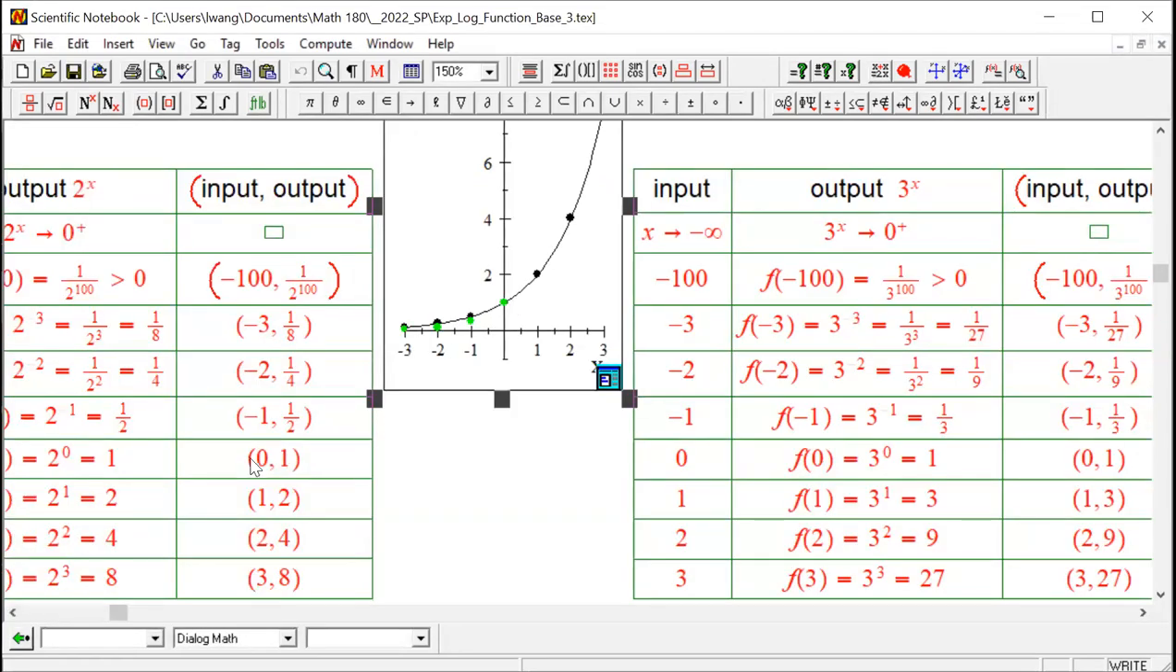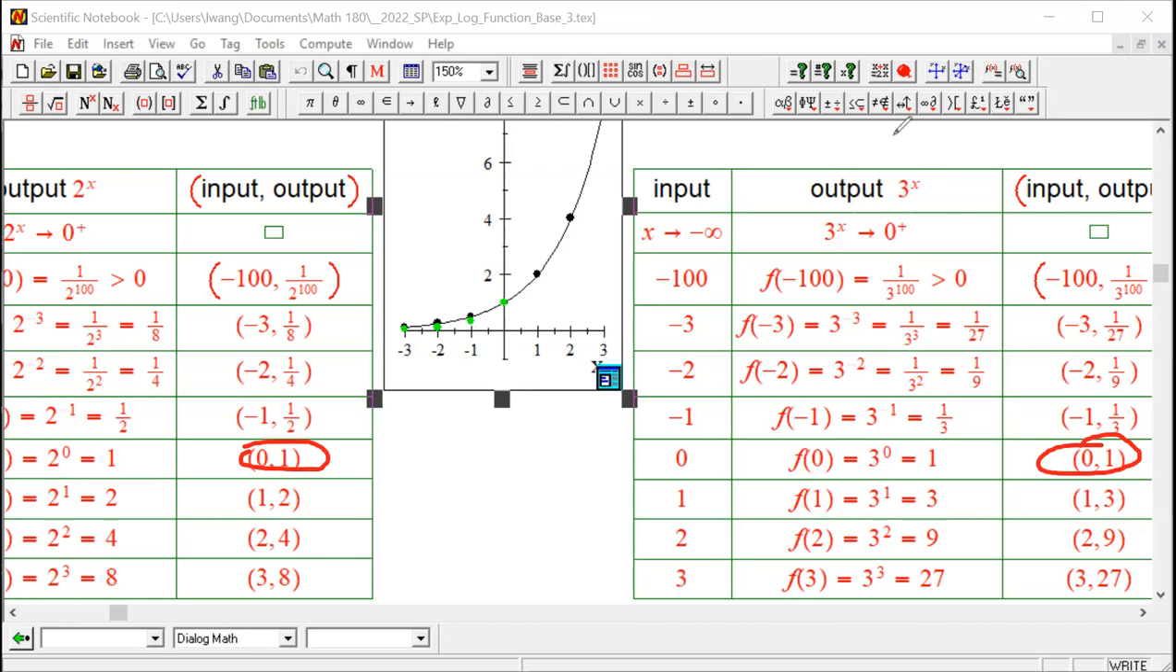See the 0, 1 on the 2^x curve and the 0, 1 on the 3^x curve, they actually overlap, okay? So look at that. This piece and that piece overlap, even though they have different bases. But for the other points on the negative side, where the input is negative, 3^x is lower than 2^x. You see the green points are lower, okay? How about these other points, 1, 3, 2, 9, 3, 27, what will happen then, right?